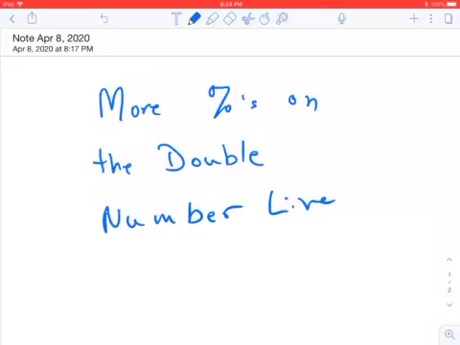Hi, Math 7 Enrichment. We're going to do a little bit more with finding percents on the double number line today, just like we did on Tuesday. So just work along with me on a piece of paper. You can put the title at the top here. You can just abbreviate it to percents on the double number line.